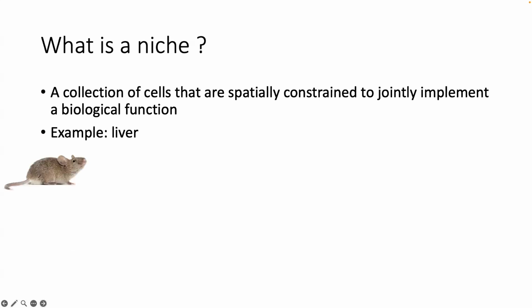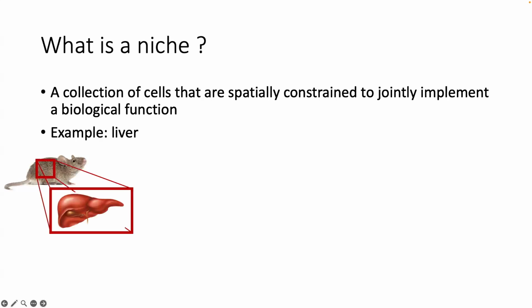All right. So as an example of the fact that we have to be careful of what we call a niche, and basically a niche is just my own definition, here is a collection of cells that are spatially constrained to jointly implement a biological function. And that can actually happen at different levels in your tissue. For example, we study a lot the liver, which you can say is a niche, right? An organ is a niche. It fulfills a specific function.